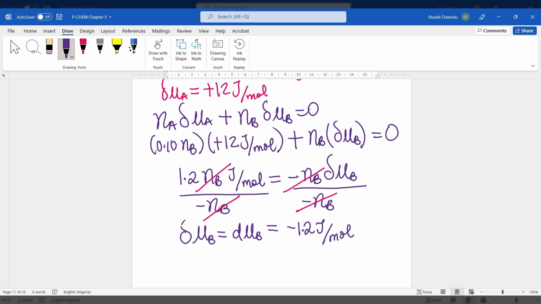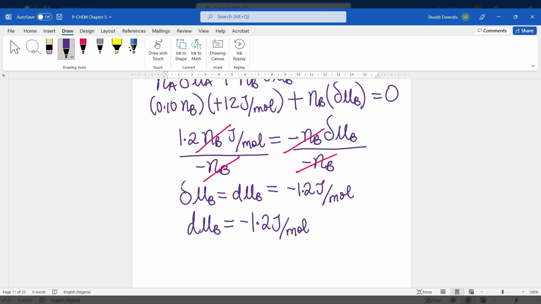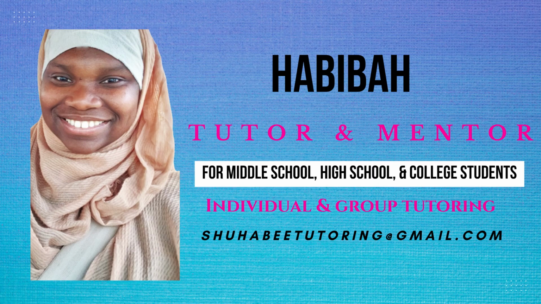So therefore, the change in chemical potential of B is going to change by 1.2 joule per mole negative, or is going to decrease by 1.2 joule per mole. So basically, the change in chemical potential is negative 1.2 joule per mole. Of course, we don't say a negative value. Really, when you're dealing with change, what you're saying is that it's going to decrease by 1.2 joule per mole. If you have any questions, please put it in the comment section.